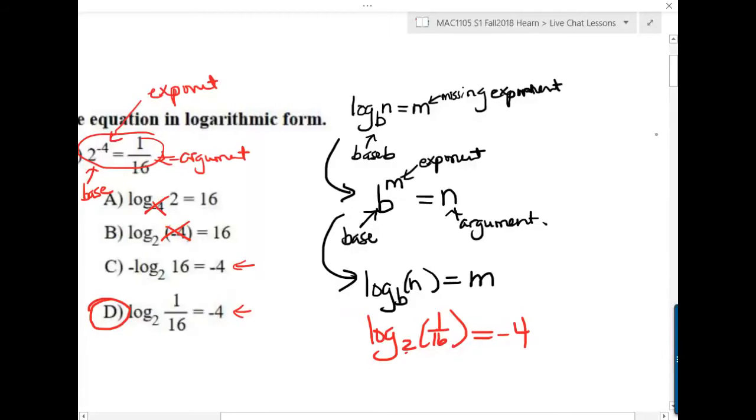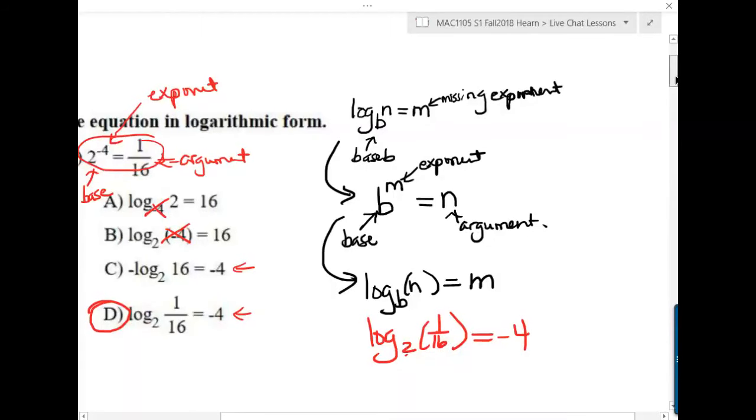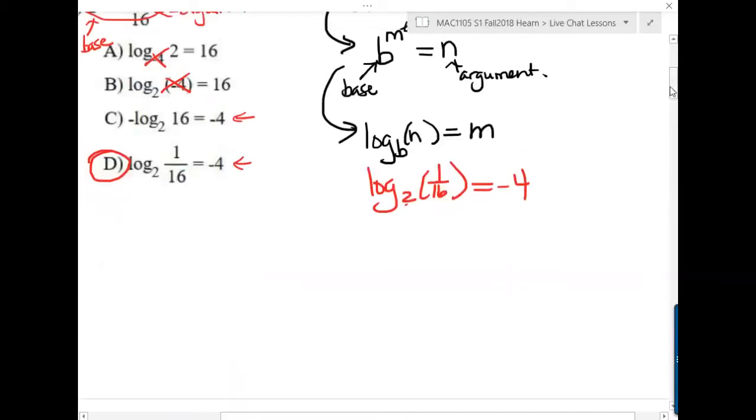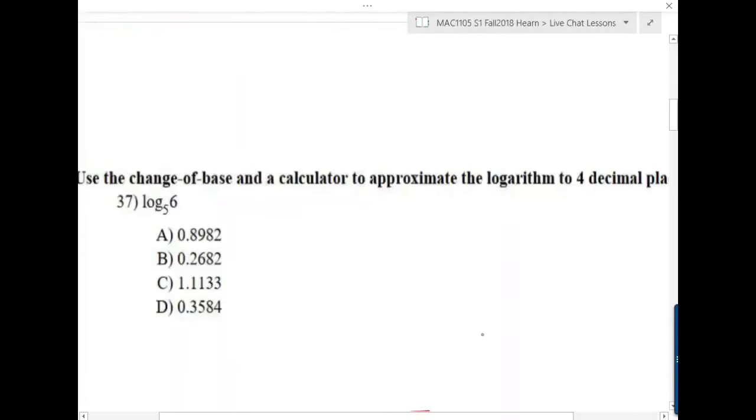And another log-related topic I want to make before we get into solving exponential equations is the change of base formula. See, on your calculator, the only logarithmic bases that you have are base E and base 10. And so this one is base 5, and it's asking you to use a calculator to approximate it.